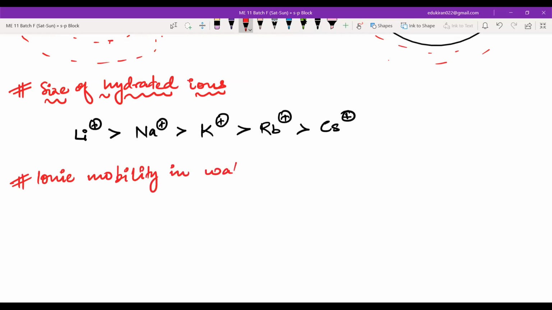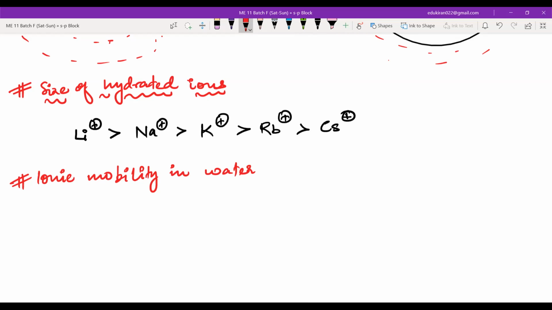In water, how fast can lithium positive, sodium positive, and the group 1 metal ions move inside water to conduct electricity? When we talk about electricity in the next class, that is 12th class electrochemistry, we will come back to this point about the ionic mobility of different ions in water.